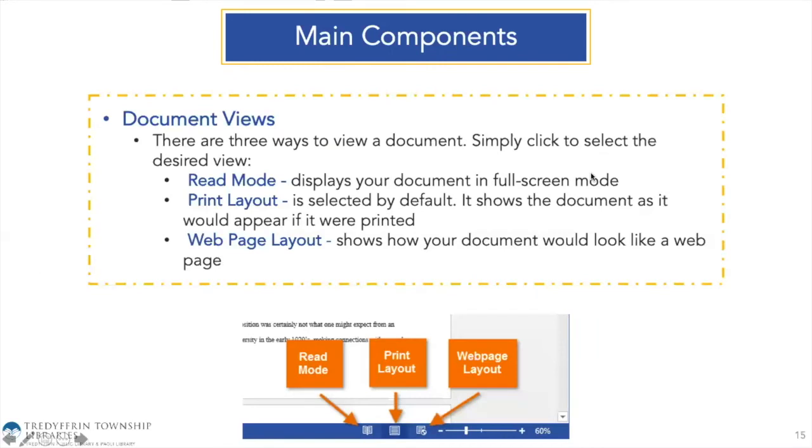All right, so next is the document views, which you could have also accessed in the View tab on the ribbon. There are 3 different ways to view the document. You simply click on it in the bottom right-hand corner of your document, or you can access it in the View tab. The first mode is your read mode, and this displays your document in full screen. It'll look kind of like a book. Your print layout is your default layout, and it shows the document as it would appear if it were printed. And then web page layout will get rid of the margins or the background, and it shows your document how it would look as a web page.